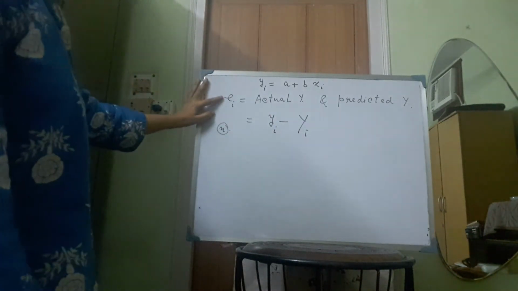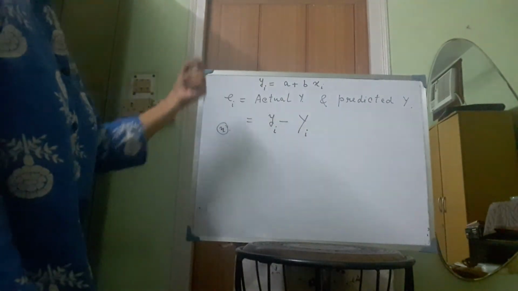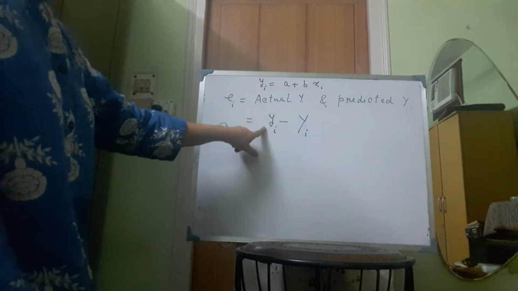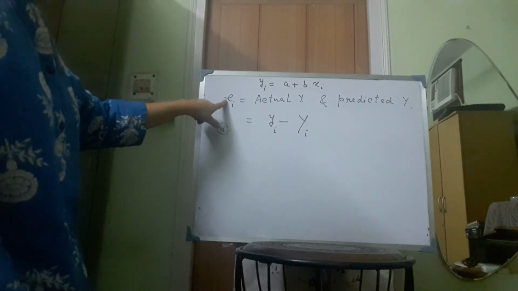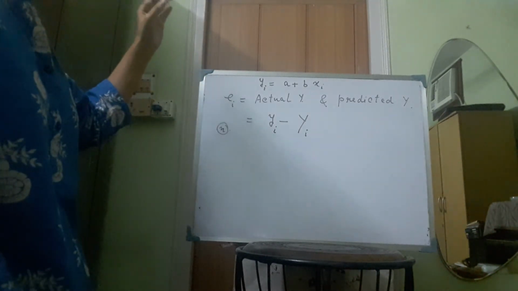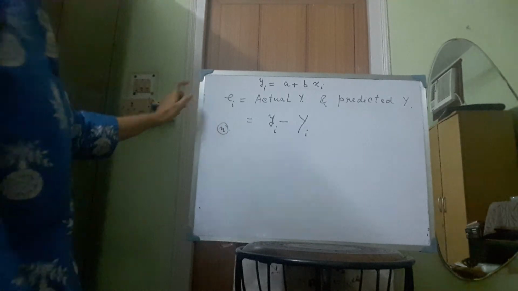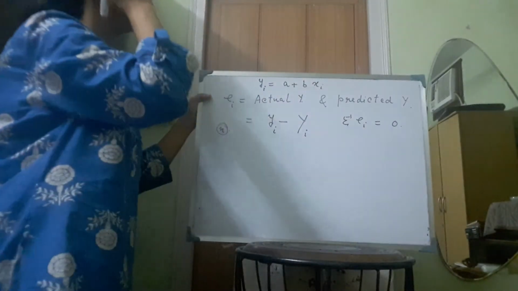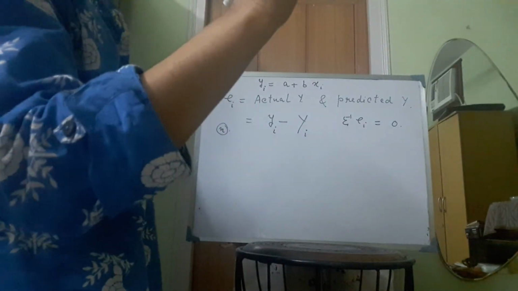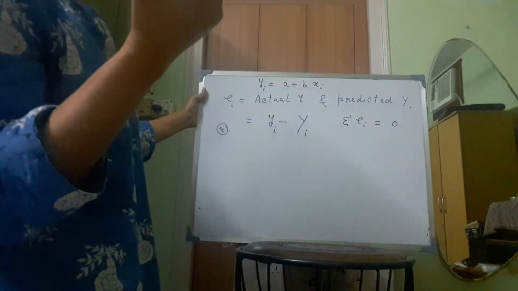So suppose for the first data point the value of ei is positive. So small yi is greater than capital Yi. For the second data point, suppose the value of small yi is less than the value of capital Yi. So in that case we will get ei less than 0. So for some of the data points we can get ei greater than 0, and for some of the data points we can get ei less than 0. So if we take the summation of ei, what should be the value? The value should be equal to 0, because for some ei we are getting a positive number, for some ei we are getting a negative number. Now if we take the summation, then we will get 0.